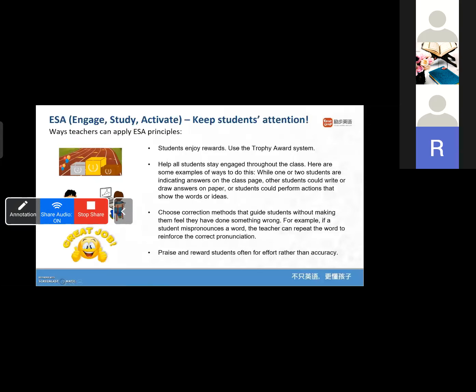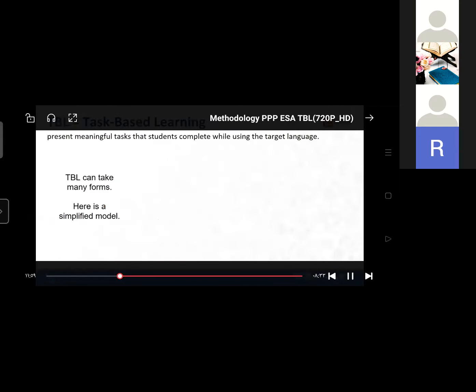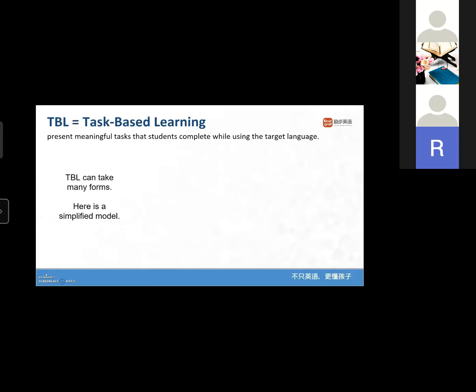Is one of the best ways to keep students motivated. Is it? Can you hear it now? Yeah. Another common instructional method used in language learning classrooms is TBL, or task-based learning. In essence, TBL teachers give students a task, which students must complete using whatever English they happen to know that will help them complete the task.